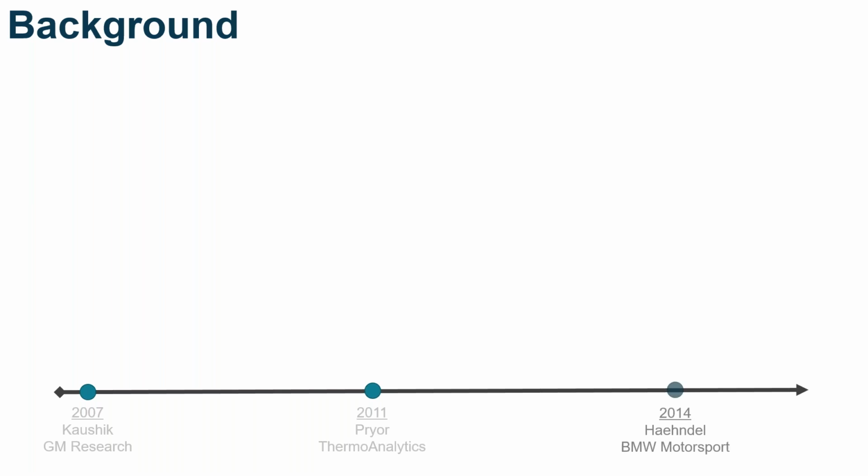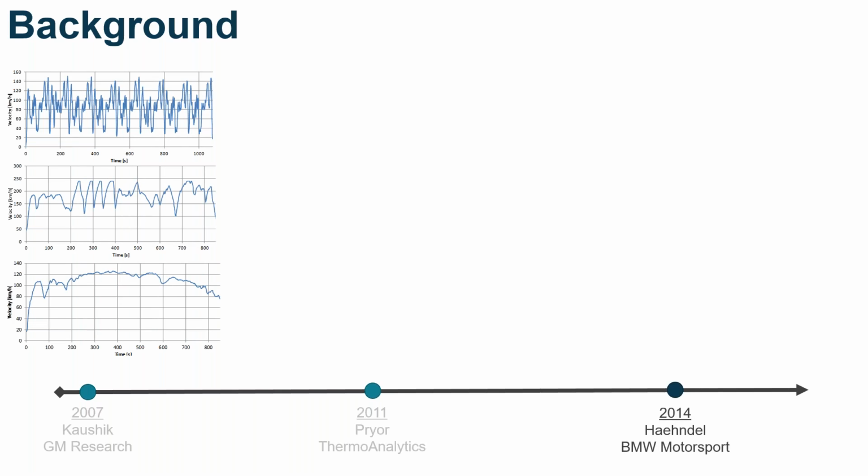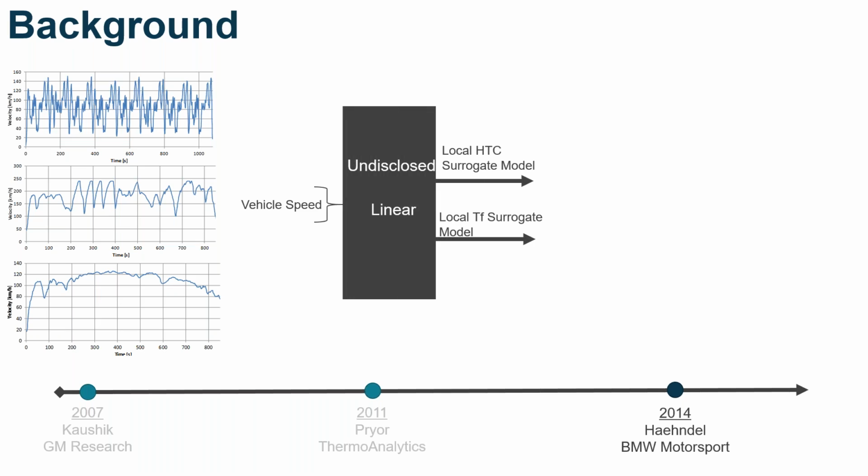And then finally, in 2014, Dr. Hendel at BMW Motorsports demonstrated that you could apply this same method to characterize multiple drive cycles using a single set of input parameters. Furthermore, he showed that the convective boundary conditions are almost entirely governed by the vehicle speed, and this is especially true in high-performance vehicles. Now, his selection method was never disclosed, but the interpolation method was revealed to be a simple linear interpolation of the vehicle speed.